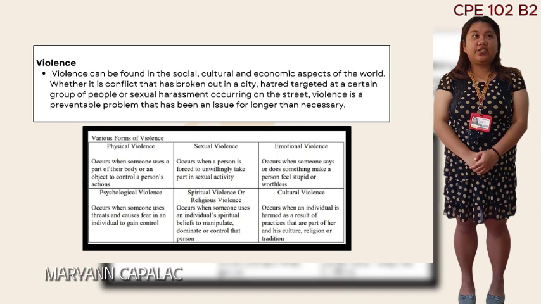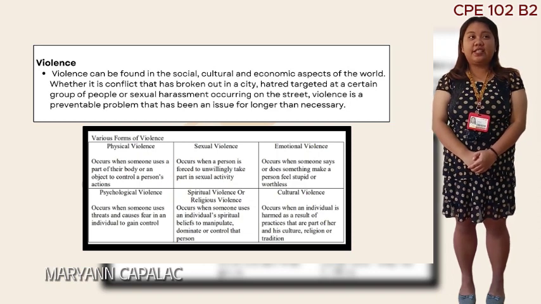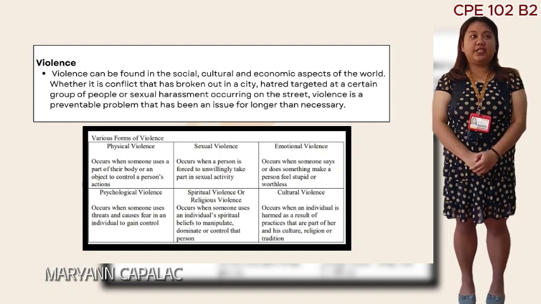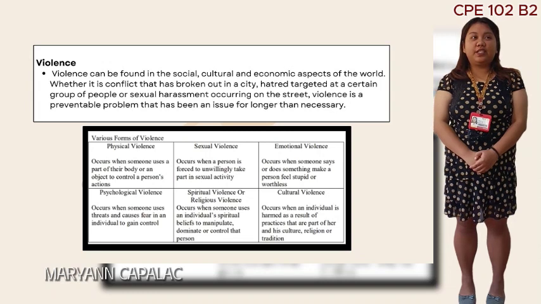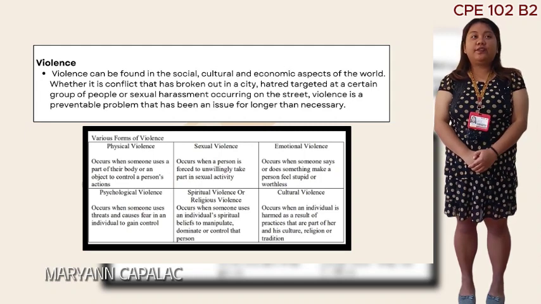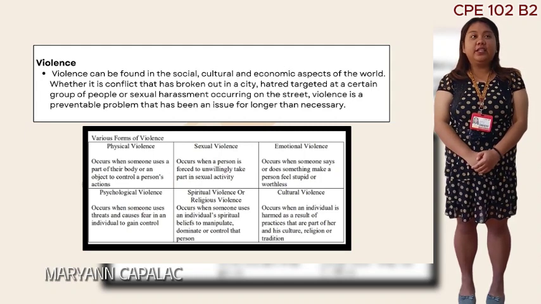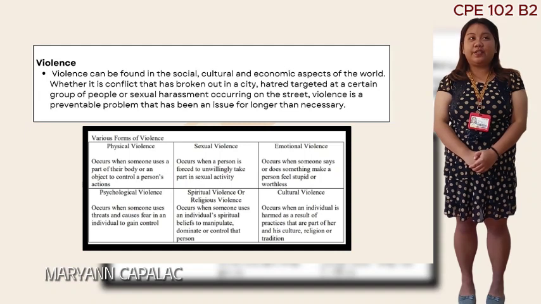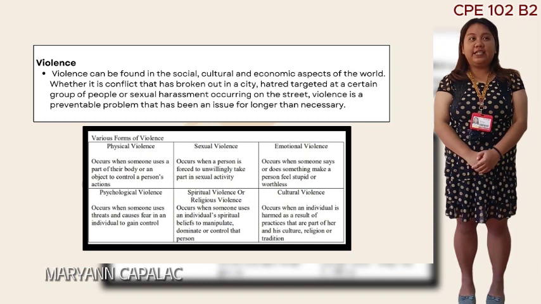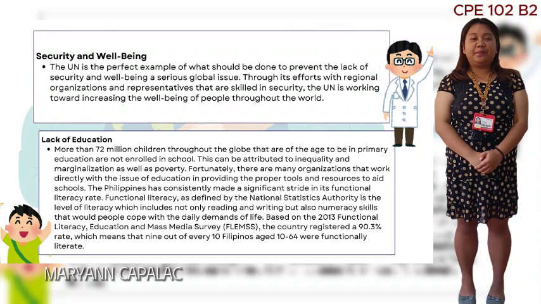Psychological violence occurs when someone uses threats and causes for an individual to gain control. Spiritual violence or religious violence occurs when someone uses an individual's spiritual beliefs to manipulate, dominate, or control the person. Cultural violence occurs when an individual is harmed as a result of practices that are part of her or his culture, religion, or tradition.